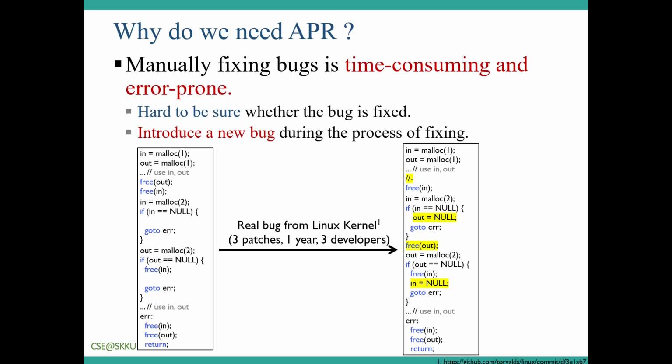For example, the code here shows a highly simplified version of a real double-free bug that occurred in the Linux kernel. To fix this one bug, the developers spent nearly 1 year crafting these 3 different patches, which were reviewed by 3 other developers. We will dive into this interesting real-world case later in these lectures.